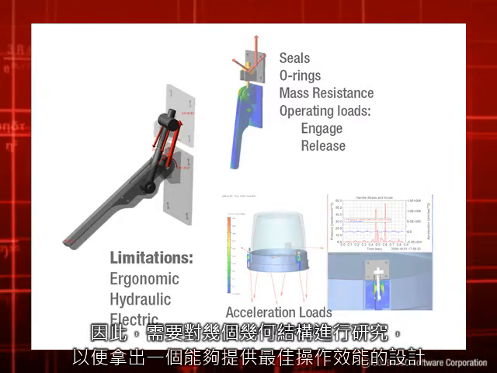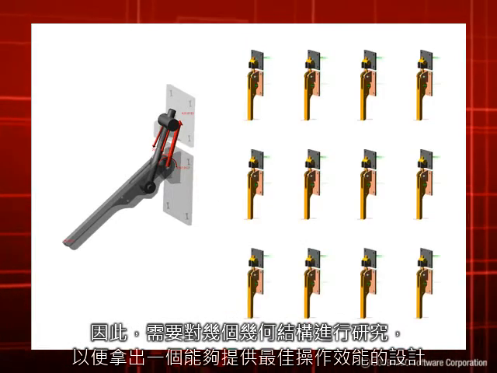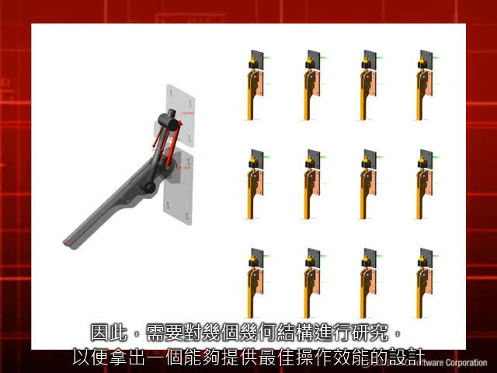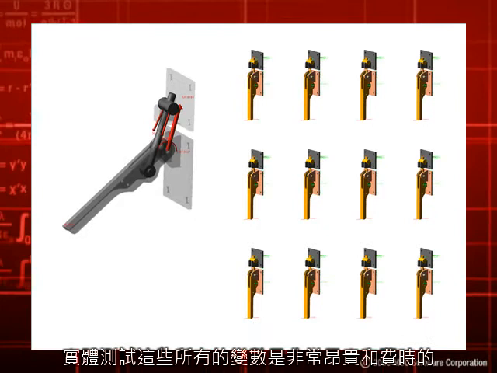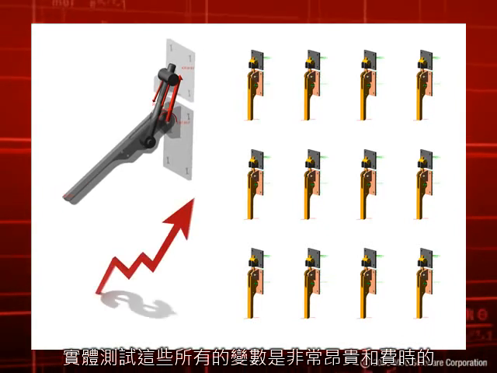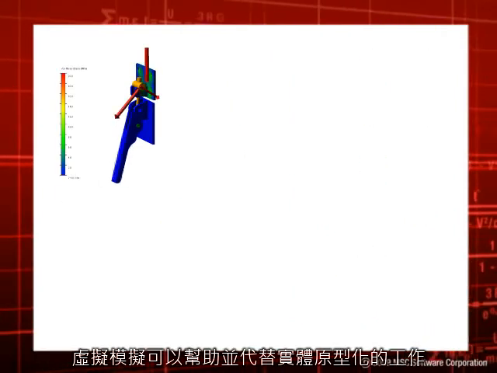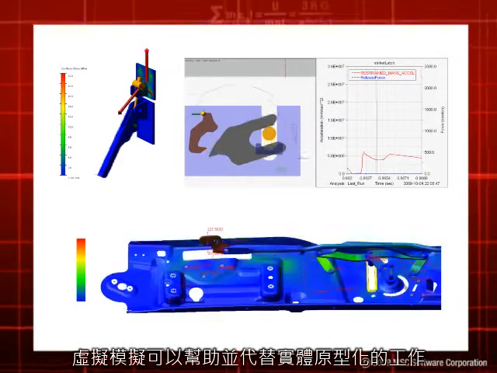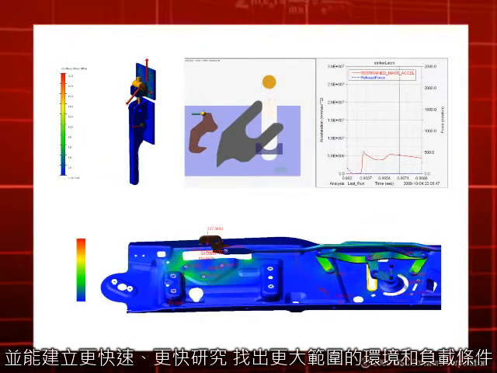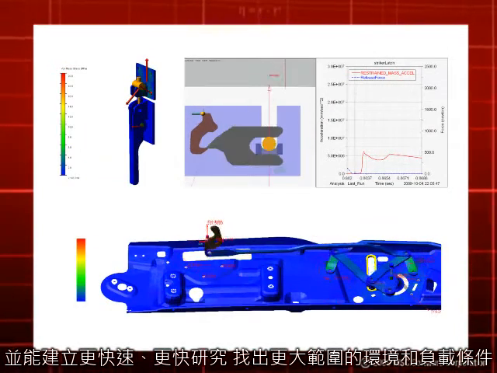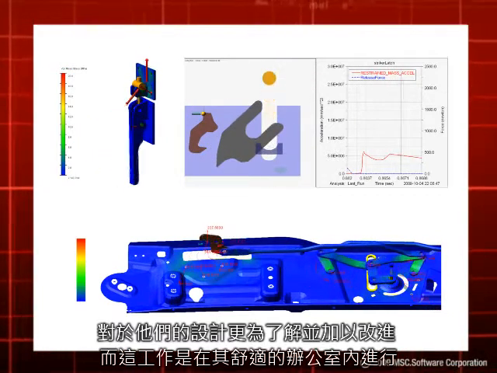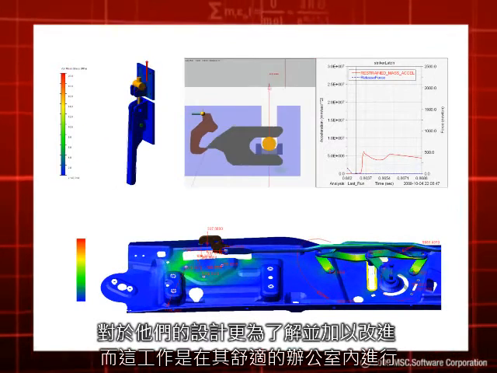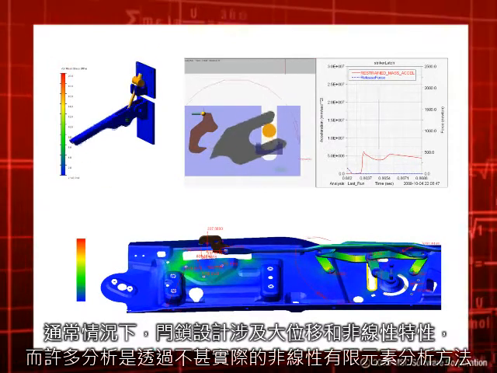Therefore, several geometries need to be studied in order to come up with an optimal design that can provide optimal operational performance. Physically testing all these variations is expensive and time-consuming. Simulation helps replace physical prototypes with virtual ones, which can be built faster and studied for a larger range of environmental and loading conditions. This allows engineers the ability to iterate repeatedly, gain more insight into their designs, and improve upon them, while working in their comfortable office.